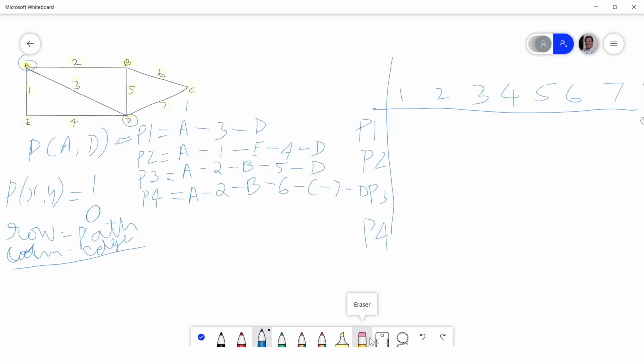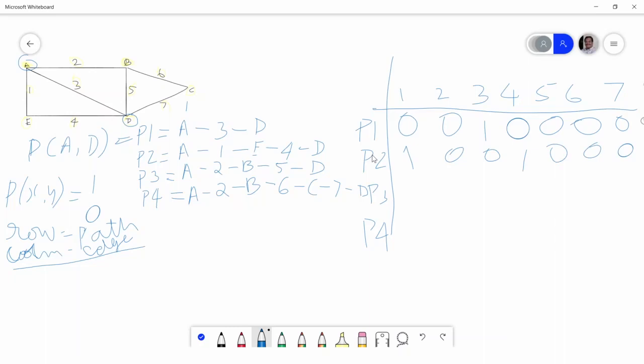Now, in P1, what is there? There is a path via edge 3, so you write 1, and the rest all you write as 0. Done. Next, P2: edges 1 and 4, that's all. Rest all zeros. Very simple. Done.